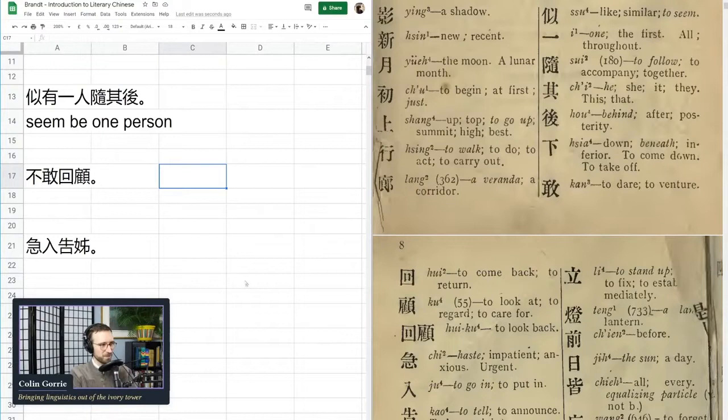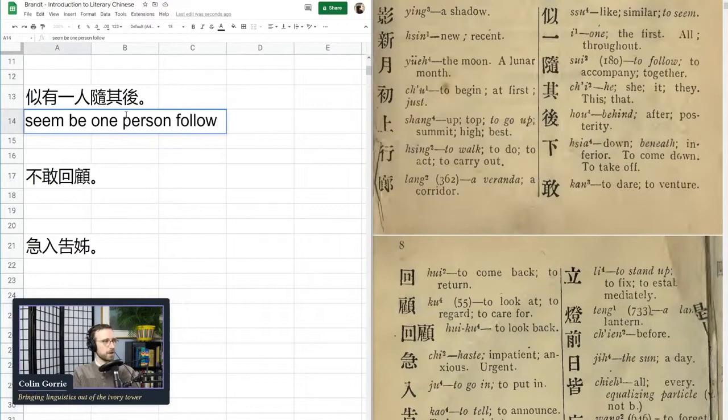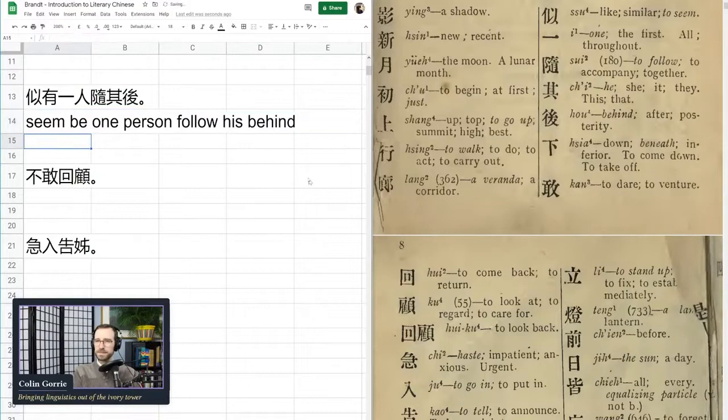Si yo yi ren. Then we have sway. Sway, to follow. So there seemed to be one person follow qi ho. I seem to recall that qi is like his, hers, theirs. We're getting a gloss of he, she, it, they, this, that. But I think it will make a little bit more sense if we go qi ho, his behind him. I guess maybe that's the best translation. Following behind him. I think that's the best translation. Seems a bit rude, I guess, when you write it out like that, but you know, this is linguistics. You can't be too bashful.